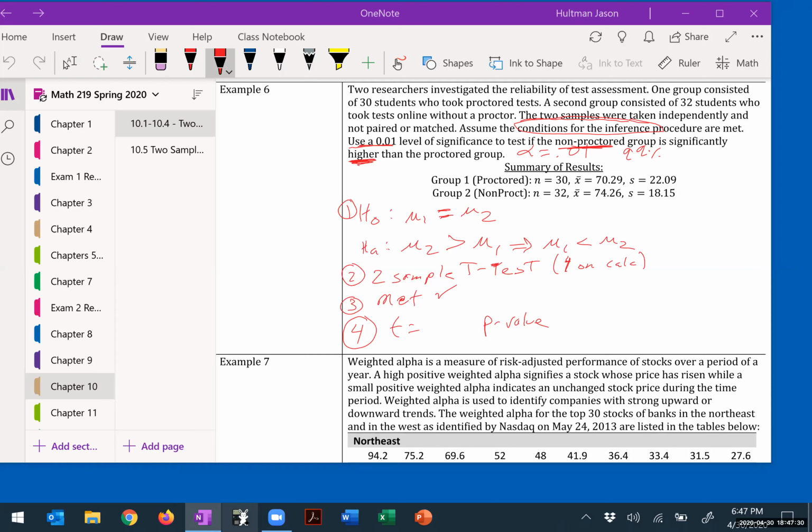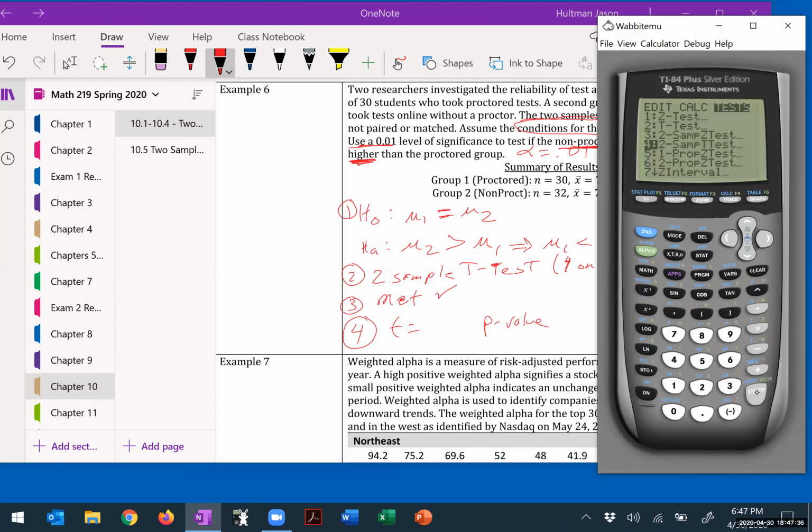So we want to go to number 4 here, 2-sample t-test, and we want to hit enter. What's the data? Well, it's already in there. The data is already in there from the confidence interval that I did. So yes, yes, yes.